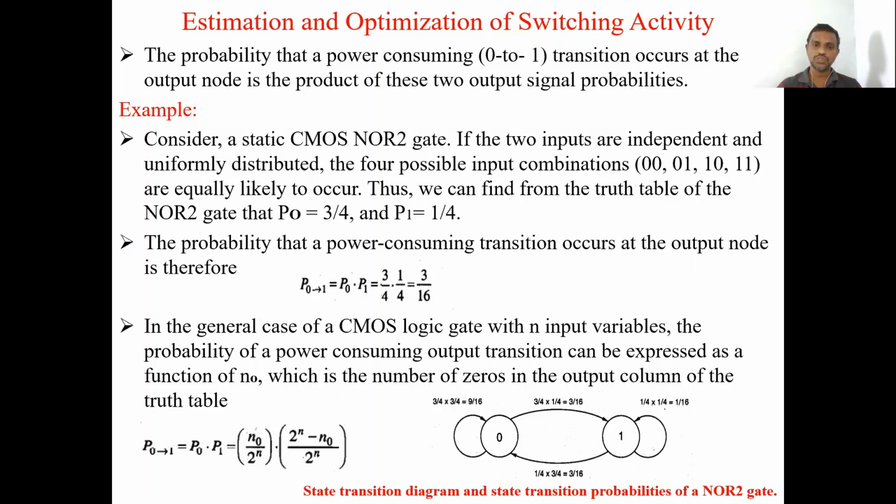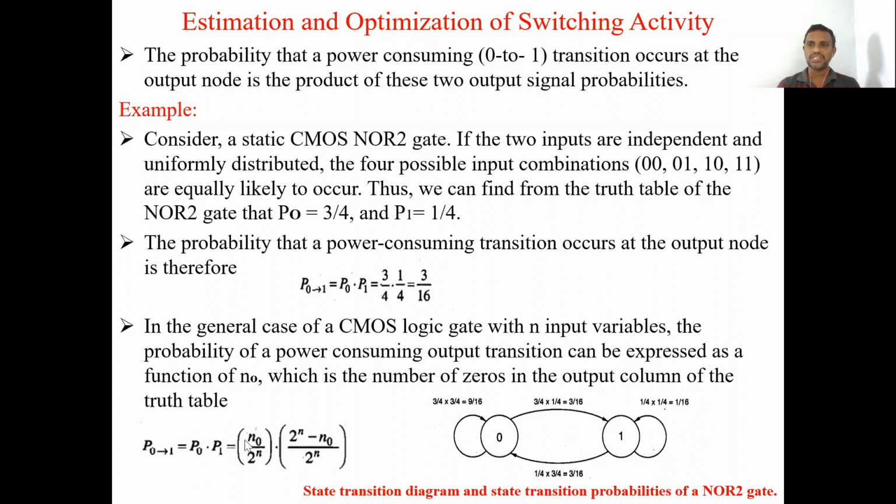As the number of inputs increases, in the denominator we have 2 power n. As n increases, it is 2 power 2, 2 power 3, 2 power 4, 2 power 5, like that. So the probability of power consumption will be reduced. That is very important.